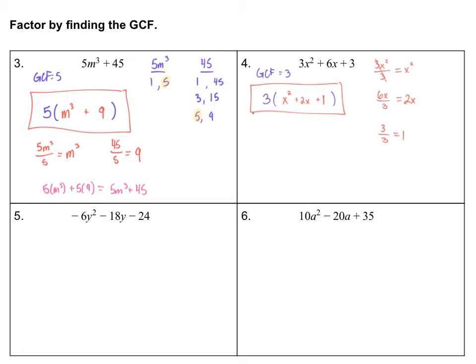All right, the next problem we have, number 5, I'm actually going to take out this negative. So it's a positive 6y squared minus 18y minus 24. So first, let's find the GCF.